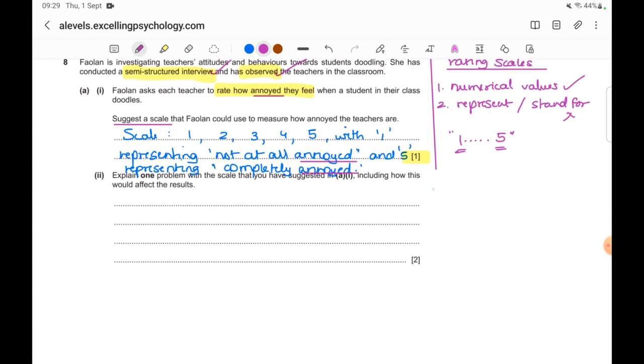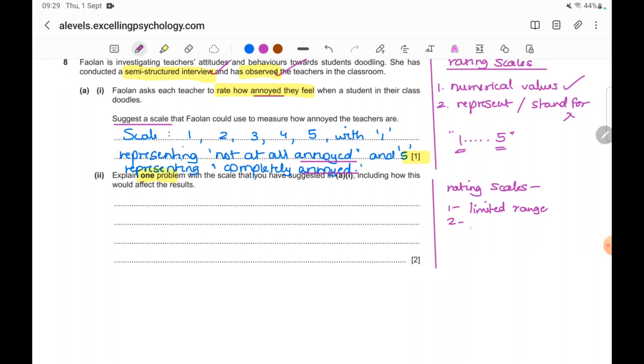Okay, let's come to the next question now. We are continuing with the same scenario. Explain one problem with the scale that you've suggested in 1A1, including how this would affect results. Okay. Rating scales. What are the problems of rating scales? First thing in general, what you have learned. Of course, limited range. Participants might want to suggest something even more extreme annoyance or something which they don't have permission to. Since the scale is very limited, it's presenting them only with 5 options. That's one.